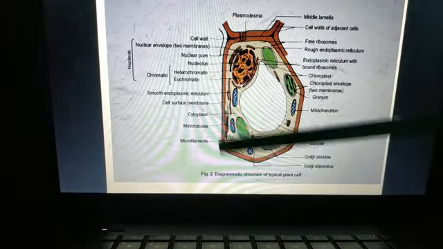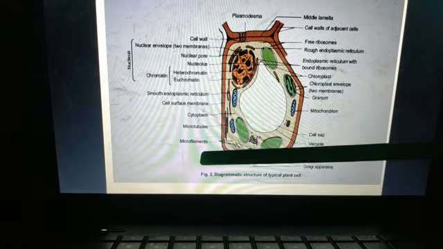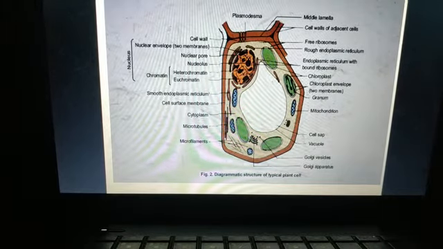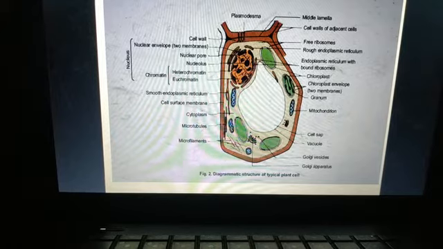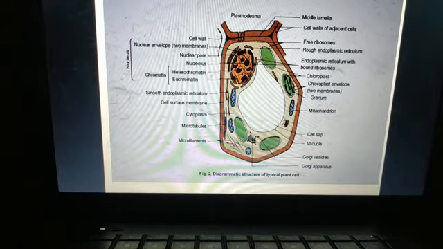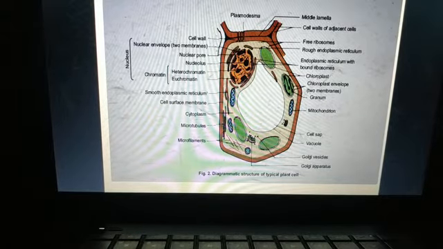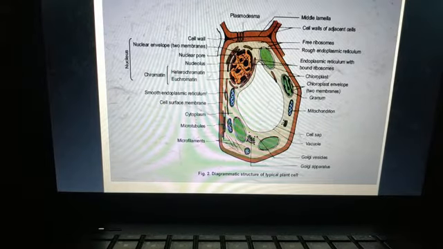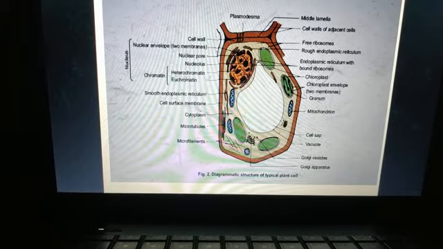Now cytoskeletons like microtubules and microfilaments are also present in plant cell like animal cell, and they help in maintaining the shape of the cell. And structures like centrosomes or the centrioles are absent in plant cell, but they were present in animal cell.